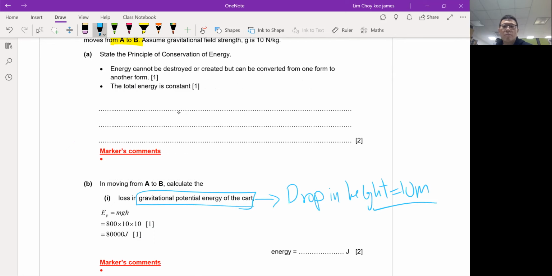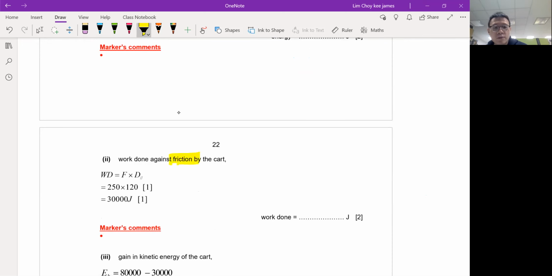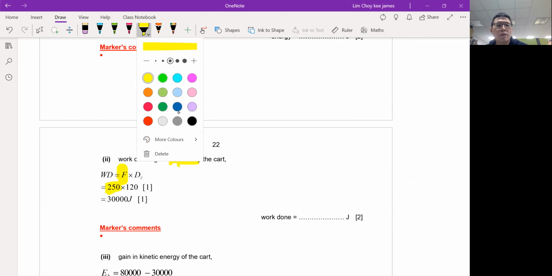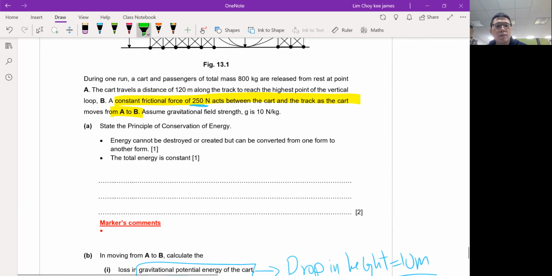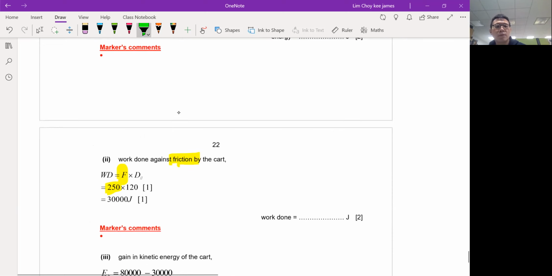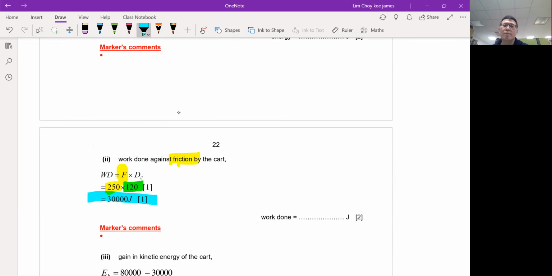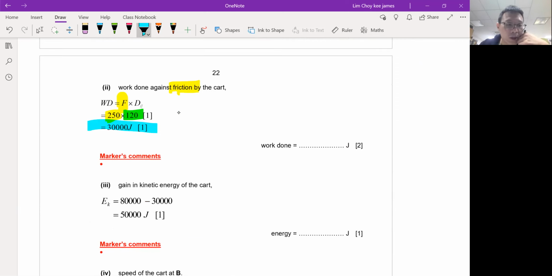Okay, because of that, you will find that the potential energy, mgh, is 80,000. Then, work done against friction. Remember, the force is friction. The distance traveled, based on the question, is along the track. Where is the track? The track is 120. So the distance parallel is 120, and work done by friction will be 120 times 250, which is 30,000 joules. This is the energy loss due to friction.